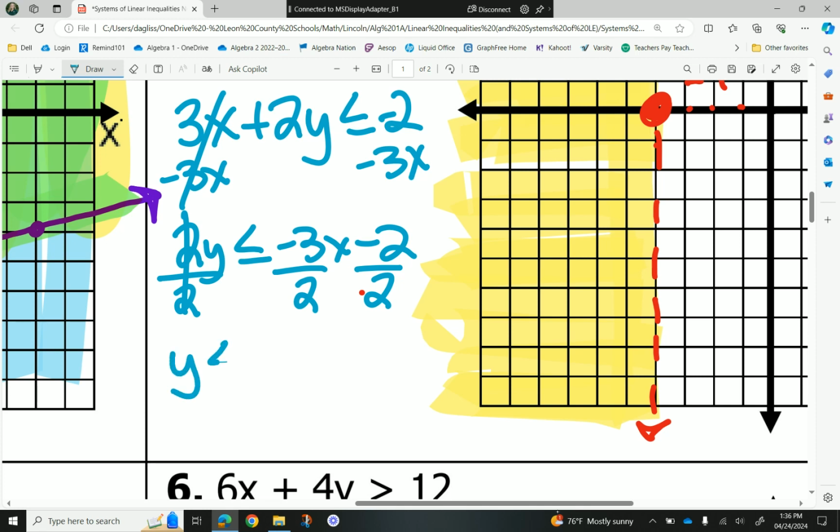So we have y is still less than or equal to negative 3 over 2. Can't do anything to it. It just stays. How about negative 2 over positive 2? What is negative 2 divided by positive 2? Negative 1. Yeah. Okay.